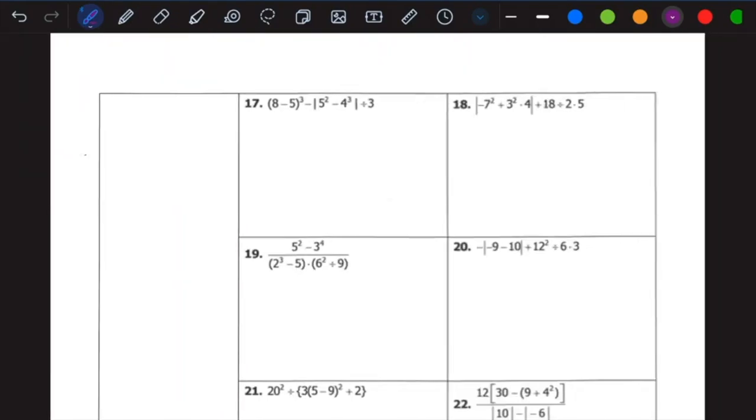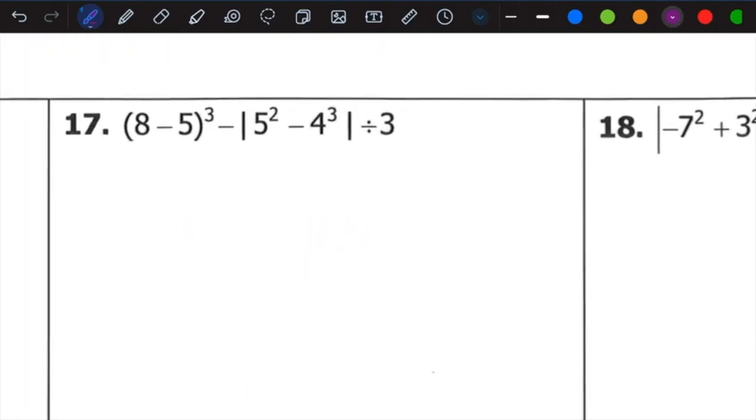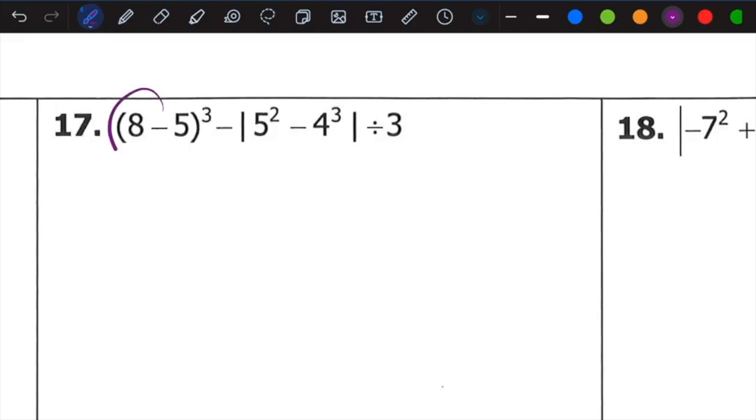On this next page here, we have number 17. We start getting a lot more going on here. We have two grouping symbols, parentheses and absolute value. We can handle those two separately at the same time, similar to how we did the numerator and denominator of the fraction. So here, subtraction actually happened before this exponent because the exponent is outside the parentheses, while subtraction is inside of the parentheses.